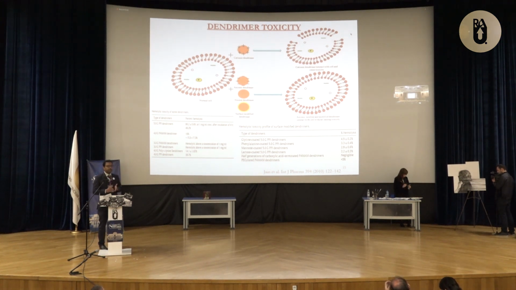There are various ways, like surface engineering, by which we can reduce the toxicity. If you see the table on the right side, the hemolytic toxicity can be reduced to 4.9% and to 2.2%, which is acceptable.